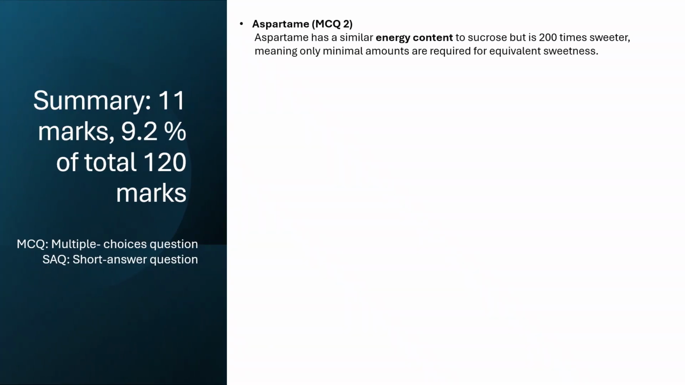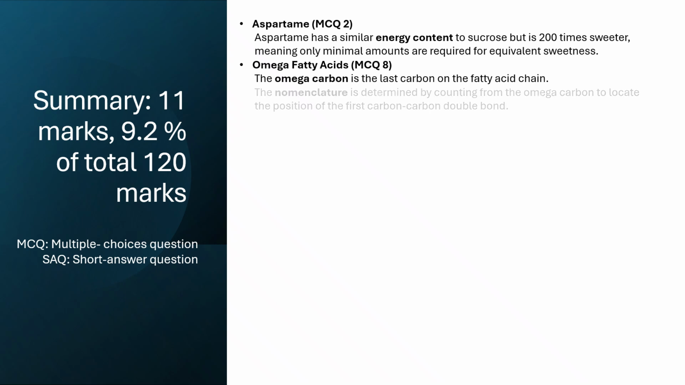Aspartame. Aspartame has a similar energy content to sucrose, but is 200 times sweeter, meaning only minimal amounts are required for equivalent sweetness. Omega fatty acids. The omega carbon is the last carbon on the fatty acid chain. The nomenclature is determined by counting from the omega carbon to locate the position of the first carbon-carbon double bond.